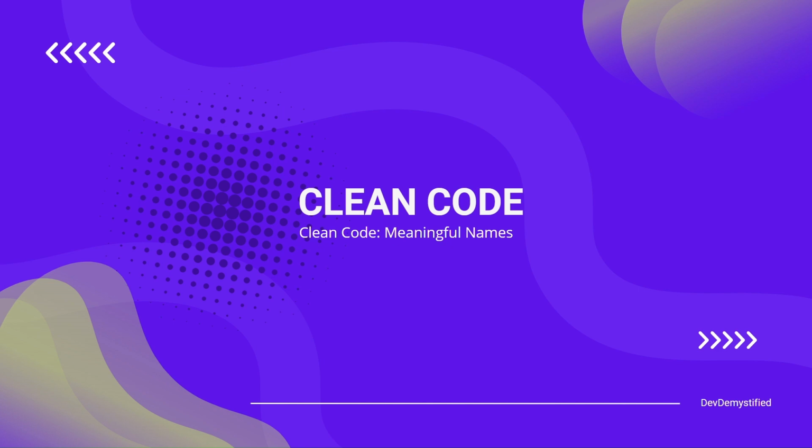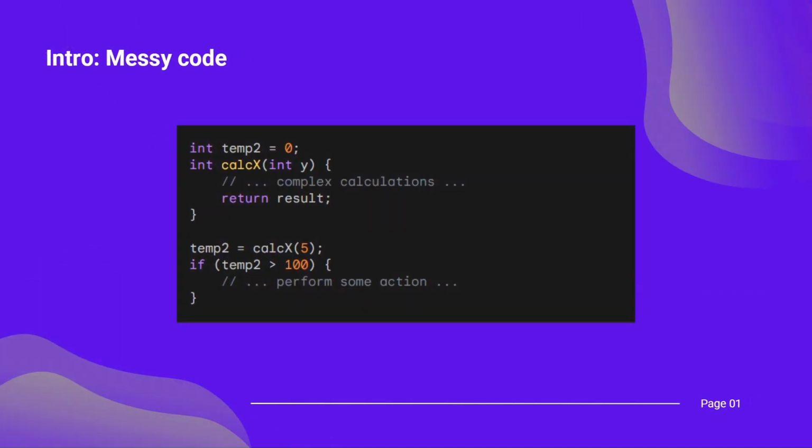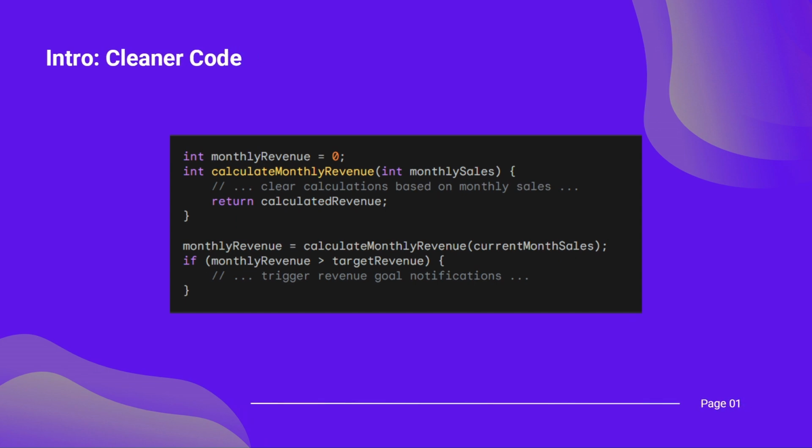Buckle up, because we are about to dive deep into the power of meaningful names. Imagine navigating a city with cryptic street names. Your code can feel just as confusing if filled with cryptic variable names and function titles. This video will shed light on the art of naming things in code. Prepare to banish obfuscation and embrace clarity, for meaningful names are the cornerstones of clean code.